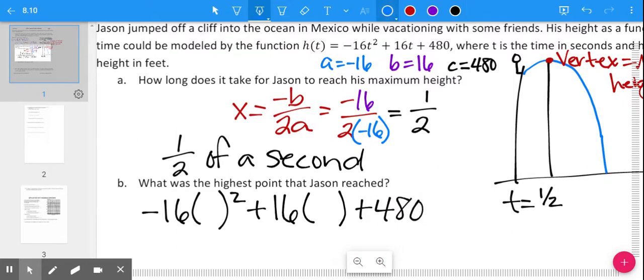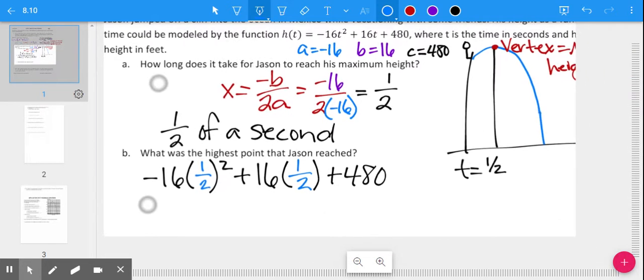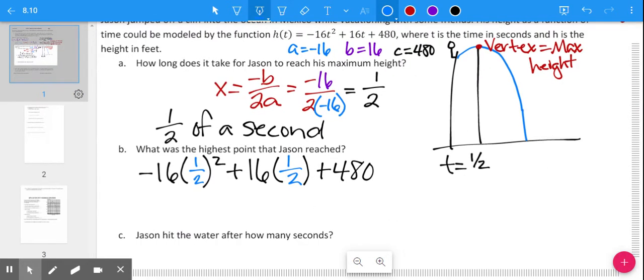So if we plug in that half that we just found, it takes half of a second to get to the maximum height. So when our time is 1/2, we'll find out our maximum. When you plug that into a calculator, you get 484 feet.